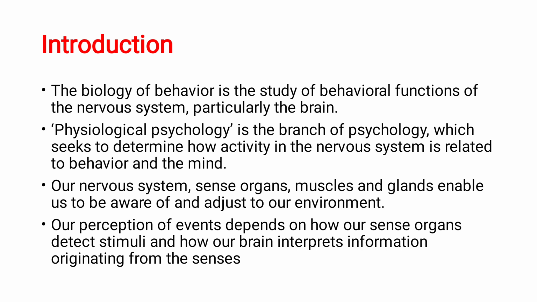Next, our nervous system, sense organs, muscles and glands enable us to be aware of and adjust to the environment. Suddenly if you see a snake, immediately you will move from that place and escape from the snake. By perceiving, by seeing, you know that it is dangerous if you stay there, so you will run away from that position.